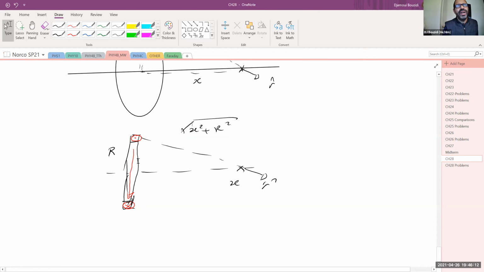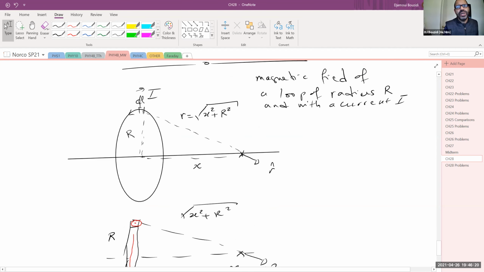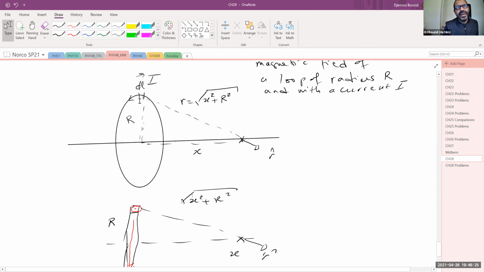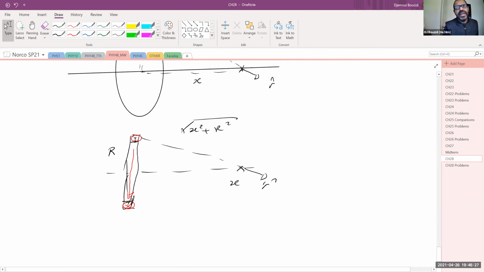So now we want to find the direction of the magnetic field first. The direction of the magnetic field is perpendicular to this element. So this is just dl. This is not the entire thing. This is just an element of that. So it's going to be perpendicular to dl. Because I drew dl coming out of the screen, the direction of the magnetic field dB has to be somewhere on the screen.